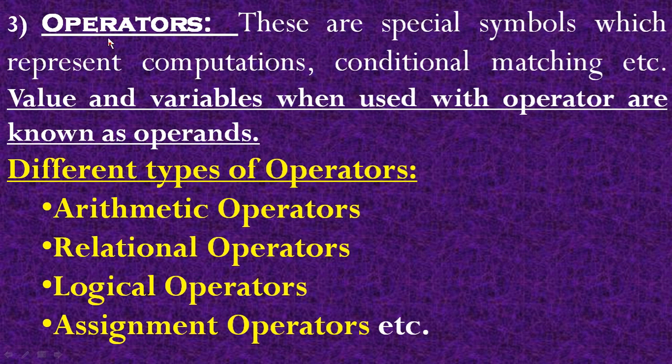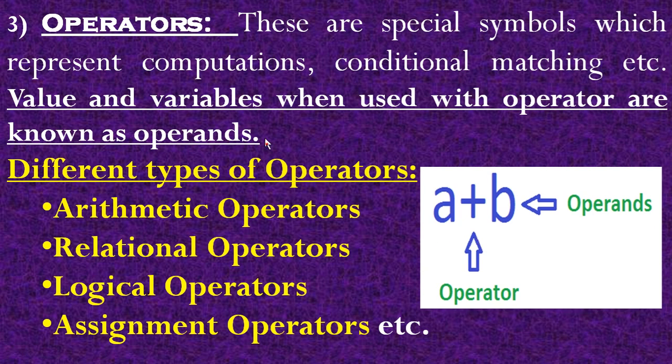Third token is operators. These are the symbols which represent computations, conditional matching, etc. Values and variables when used with an operator are known as operands. Here a plus b is one expression. Here a and b are called operands. Plus is called the operator.